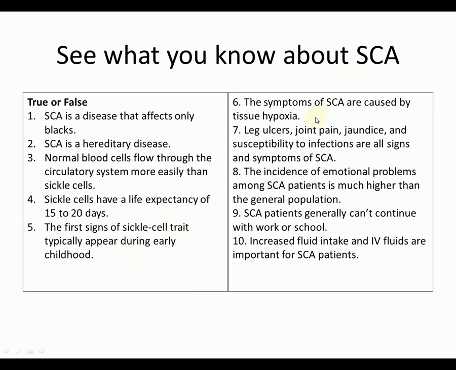The symptoms of sickle cell are caused by tissue hypoxia. Leg ulcers, joint pain, jaundice, and susceptibility to infections are all signs and symptoms of sickle cell anemia. The incidence of emotional problems among sickle cell patients is much higher than the general population. Sickle cell anemia patients generally cannot continue with work or school. Increased fluid intake and IV fluids are important to the sickle cell patient. So I hope you got those all right. Let's go on exploring our sickle cell anemia to see if you've gotten your answers correct.